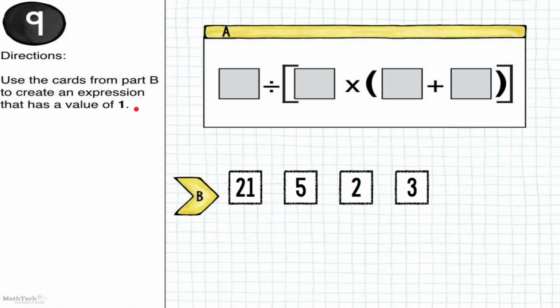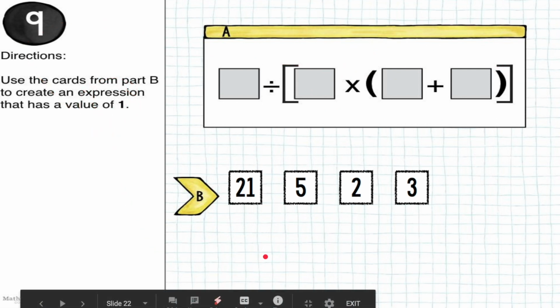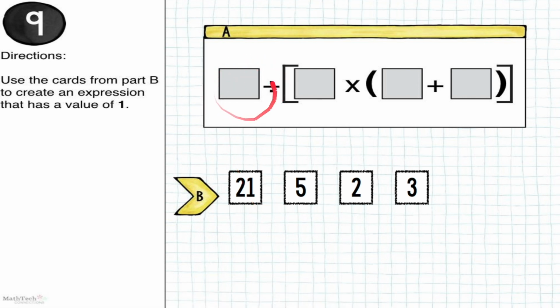So what I know is that I have brackets and parentheses this time, so we've got to do everything in there first. But I know whatever is out here has to be equivalent to what's in here because I have to get a value of 1. So again, because of our last theory, let's start with a larger number, because I see 21, 5, 2, and 3. Let's start with 21 there. Because I know my value has to be 1, whatever's in my bracket is also going to have to have a value of 21 to get 21 divided by 21.